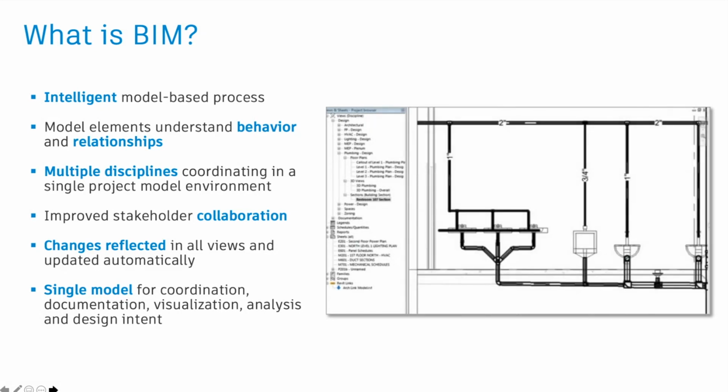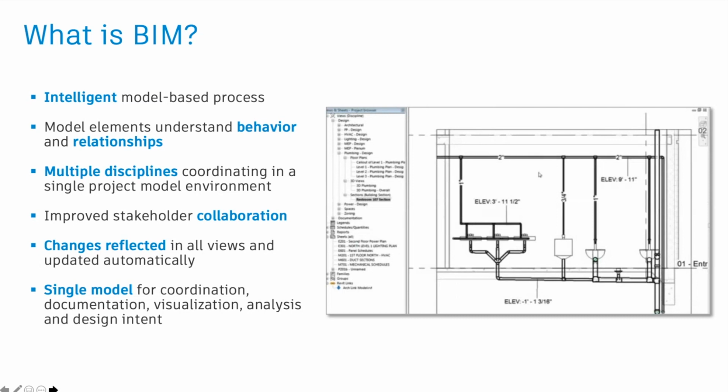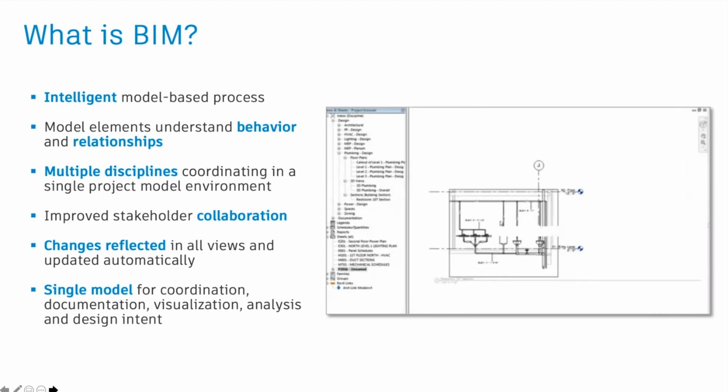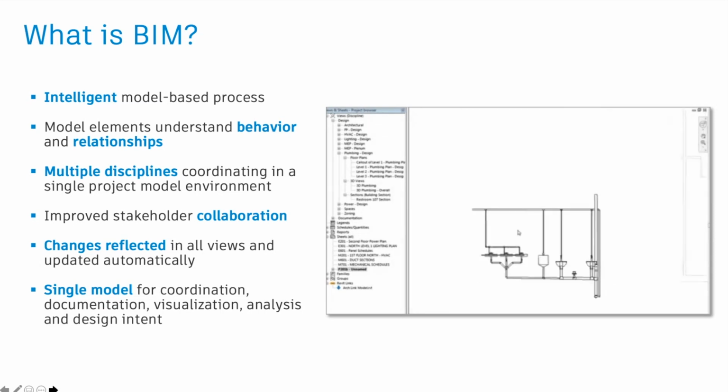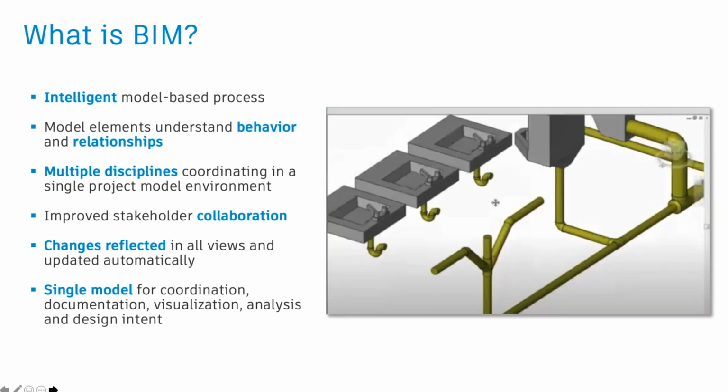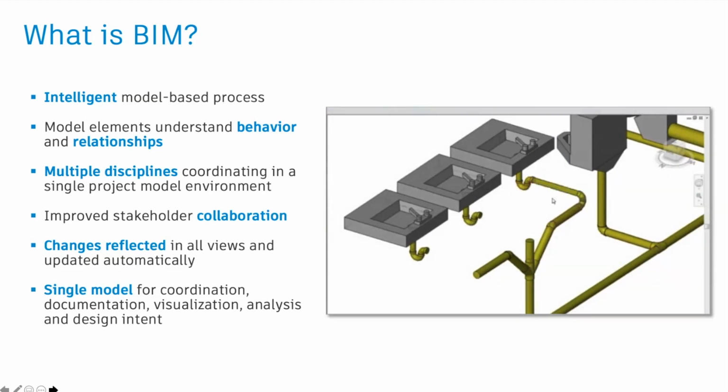So it can be seen in plan view, in section, elevation. There's no producing those separately and trying to keep them in sync. You just take a different view on the model, and that becomes what your section or your elevation is, instantly updated whenever a change is made.